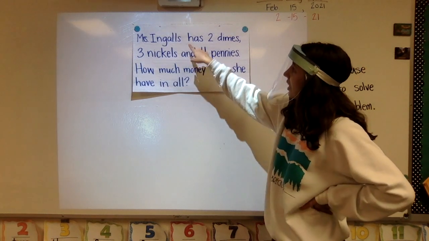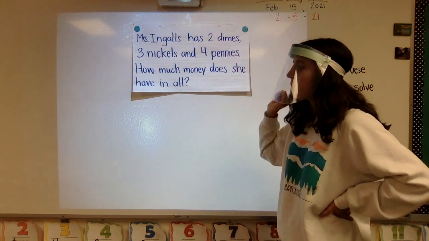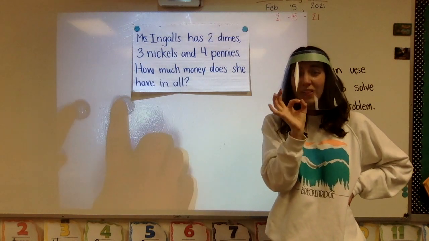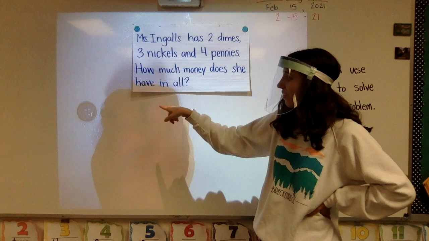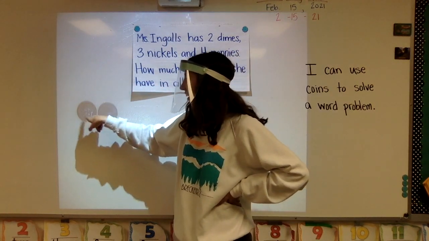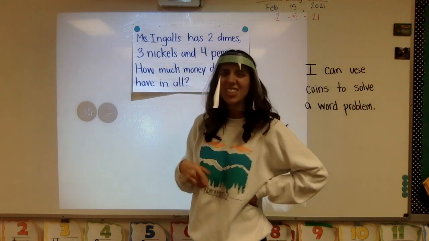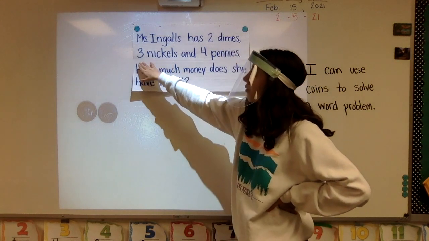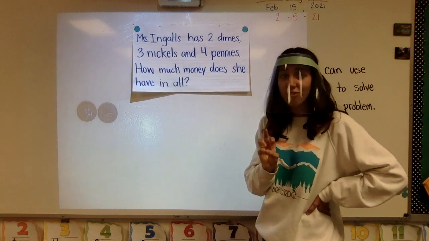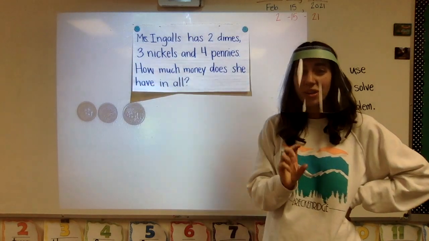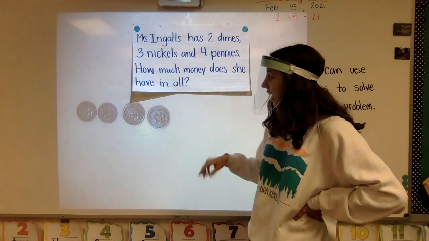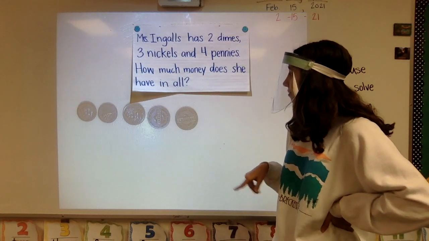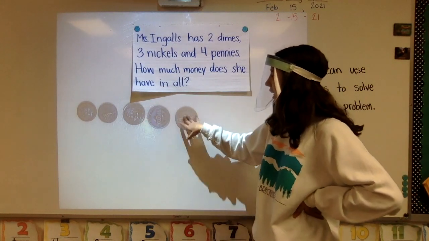So it says Miss Ingalls has 2 dimes. So I'm going to put 2 dimes. And I remember those are the smallest coins that we have. And they're silver. And I can see FDR on the front and the branches and the torches on the back. And now it says she has 3 nickels. So I'm going to find 3 nickels. Those are our coins with the smooth edges. And it has Monticello and Thomas Jefferson on the front. And so I have 3 nickels.